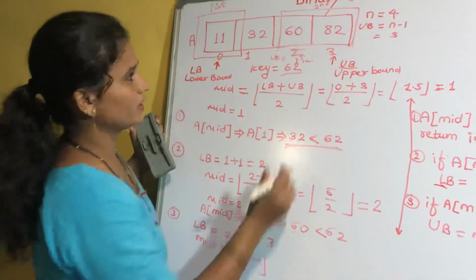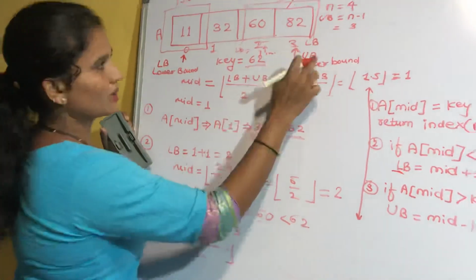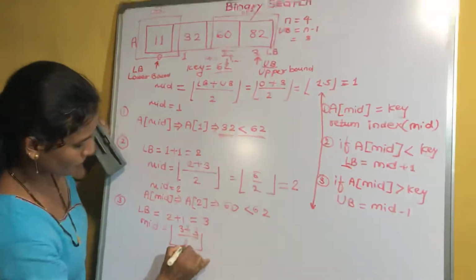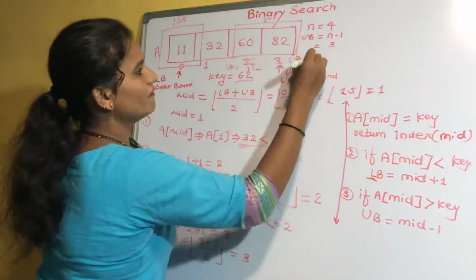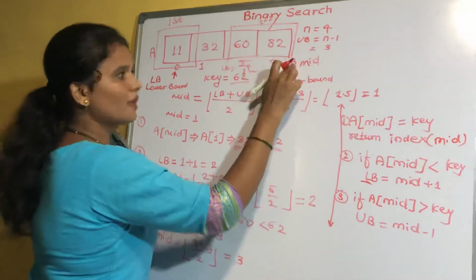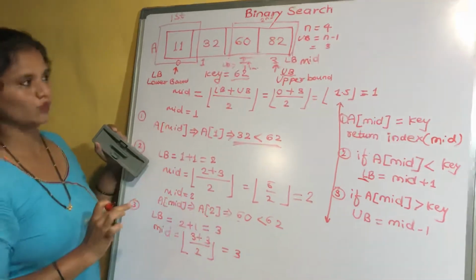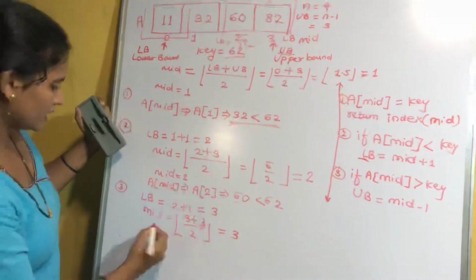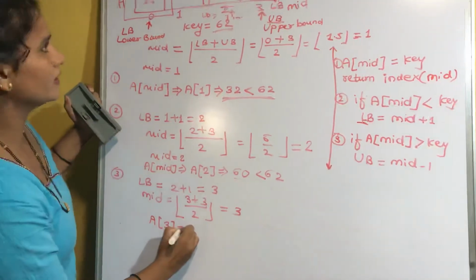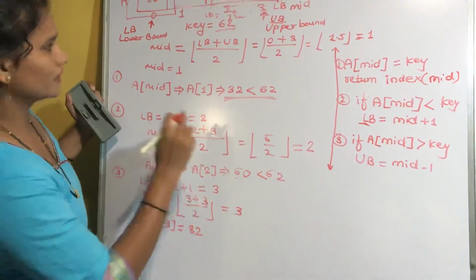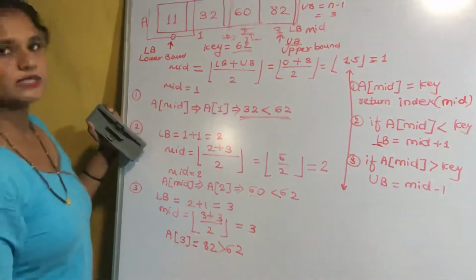Our lower bound is 3, so this is our lower bound. Again our upper bound is also 3. We are going to divide it and we'll get the answer 3, isn't it? Our mid value is also the same. So your lower bound, your mid and your upper bound are pointing to the same value, that is 3. Again we will compare A of mid, that is A of 3. What is A of 3 here? 82. Compare our key element 62 with 82. Here 82 is greater than 62.